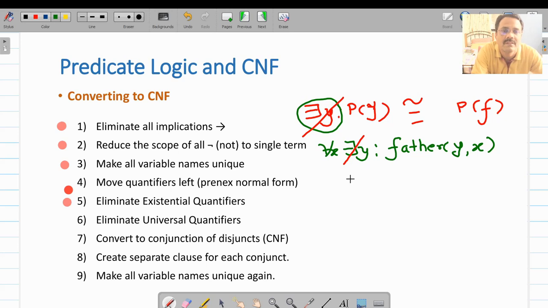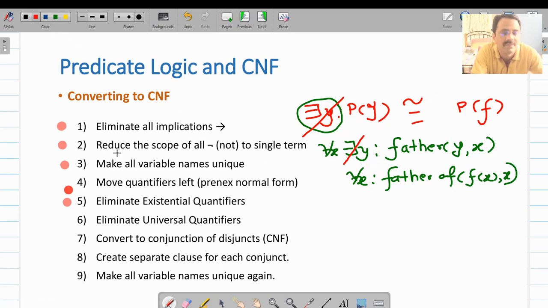So this is equivalent to for all x, father of f of x, x. Introduce some function f for which the argument is x, and the second argument remains as it is. So this is how we have removed this existential quantifier. But sometimes you may know the constant value. In that particular case you can substitute that constant.